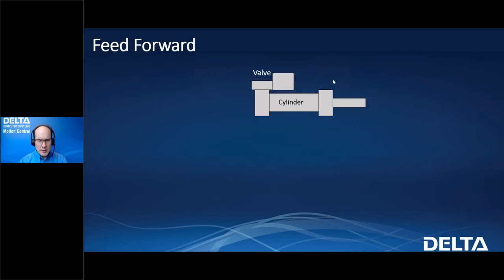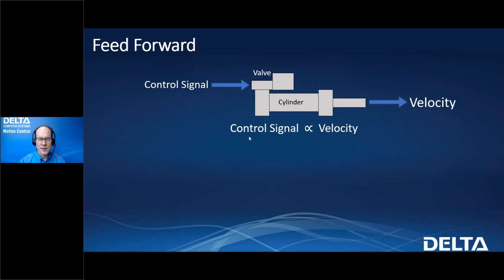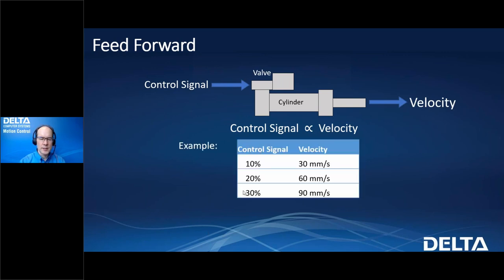So now we're going to talk a little bit about the feed forward. Just a little bit of review here. If we have a cylinder with a proportional four-way valve on it, if we send a control signal out, we're going to get a proportional velocity out. So for example, if I send a control signal of 10% on some random system, maybe it goes 30 millimeters per second. That means if the control signal is 20%, I'm going to go 60 millimeters per second, 30%, 90 millimeters per second. This is assuming the system is well designed and has a linear valve and everything's nice that way.